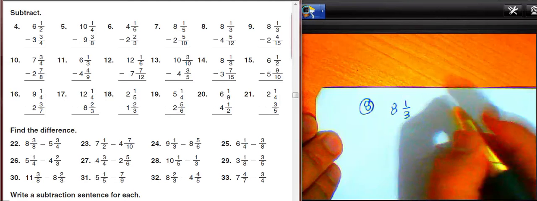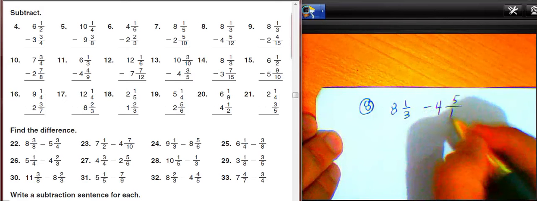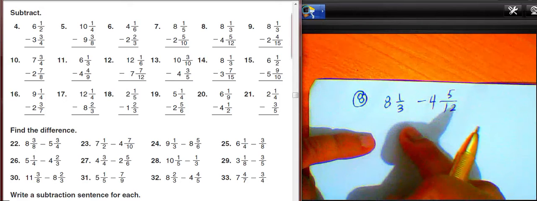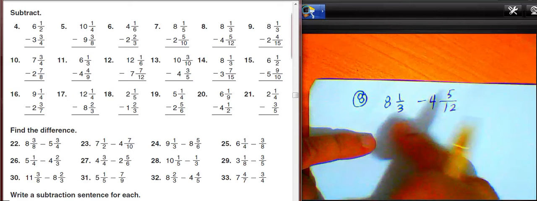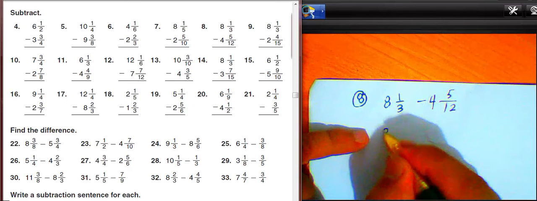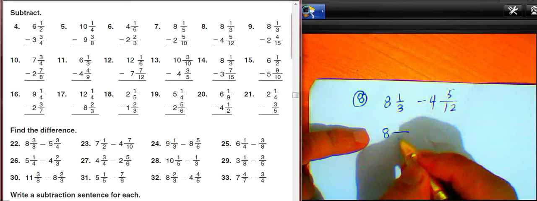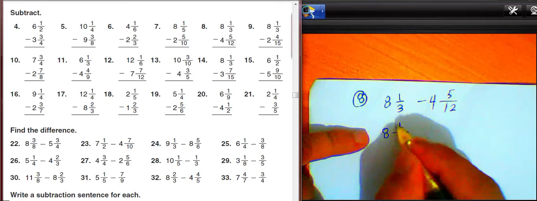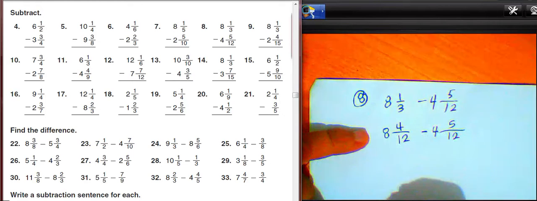8 and 1 third, subtract 4 and 5 over 12. We know the least common multiple of 3 and 12 would be 12, because 12 can be divided by 3. We will convert this mixed number. The denominator will be 12. 3 times 4 equals 12, 4 times 1 equals 4. Subtract 4 and 5 over 12.